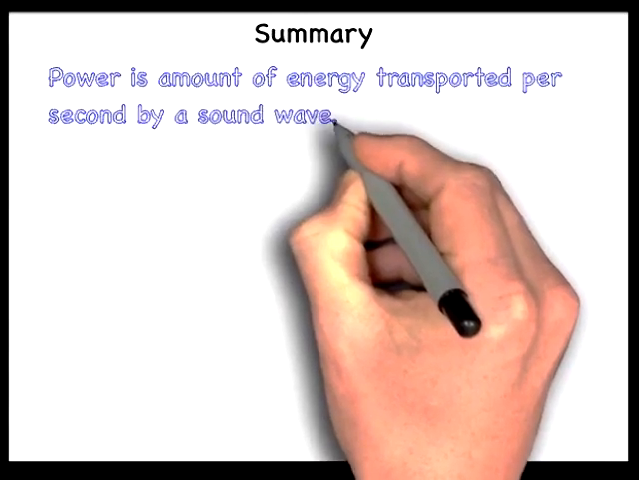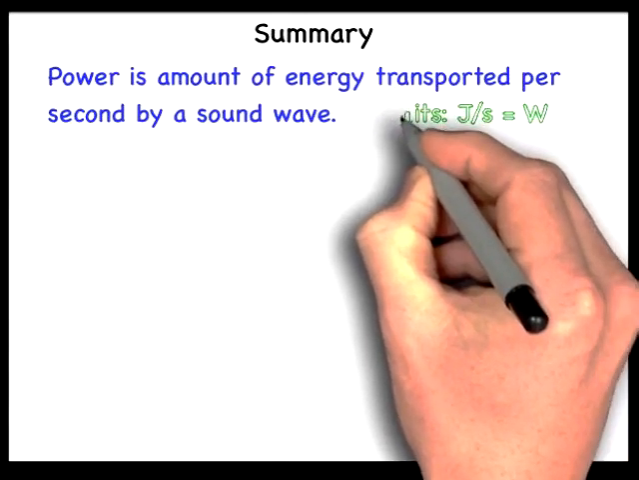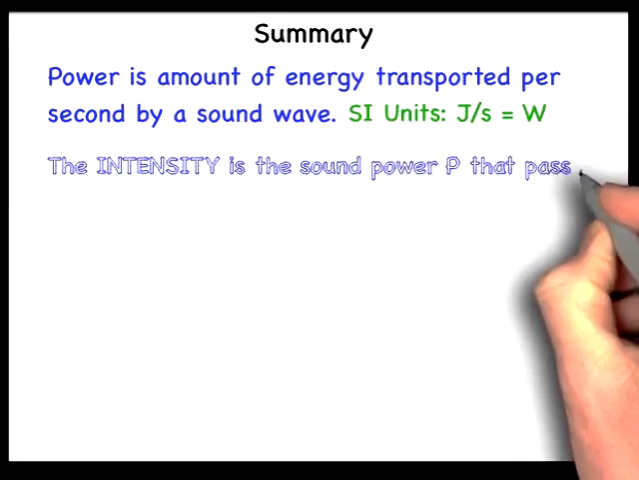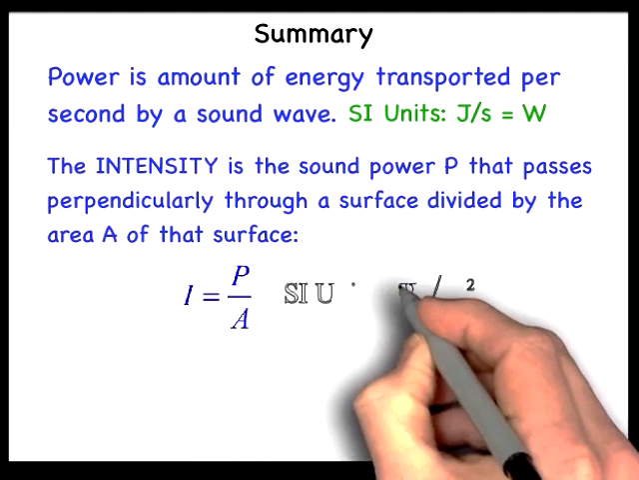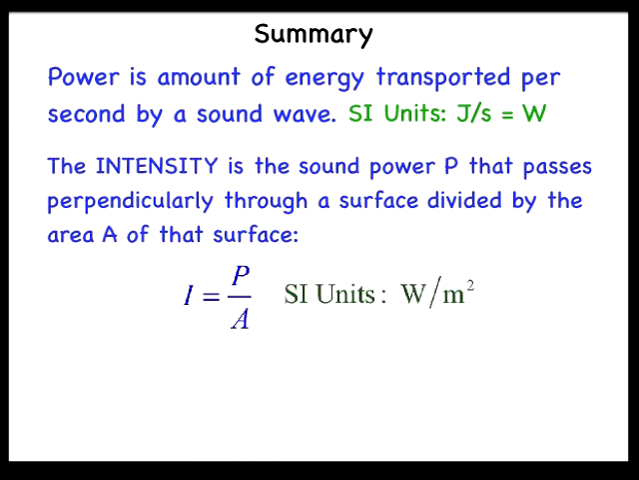In summary, power is the amount of energy transported per second by a sound wave. The intensity is the sound power P that passes perpendicularly through a surface divided by the area A of that surface, or I equals P divided by A. The SI unit for intensity is the watt per meter squared.